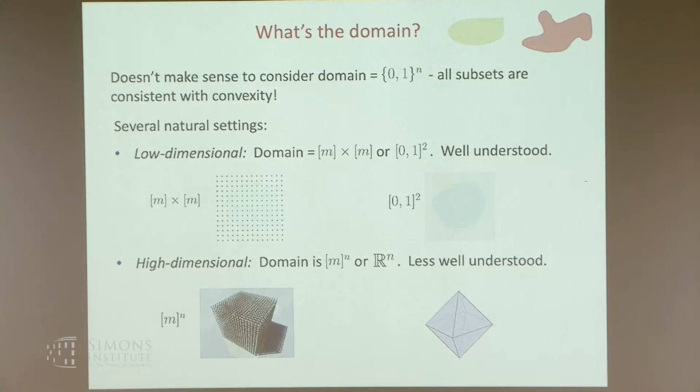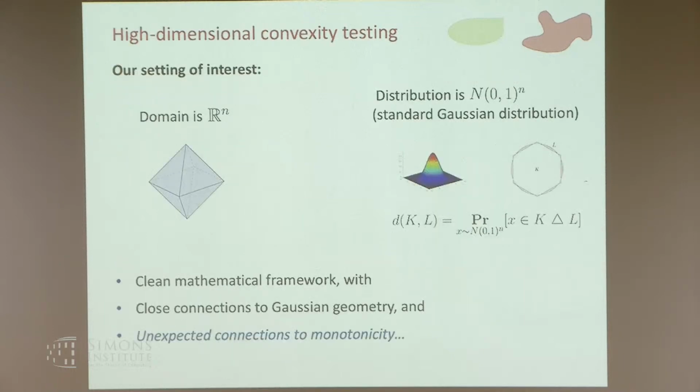What I want to focus on is high dimensional convexity testing, in particular the picture on the right, where the domain is just Euclidean n-dimensional space. So we're interested in high dimensional continuous convexity testing. And this is a much less well understood problem. Okay, so what's going on?